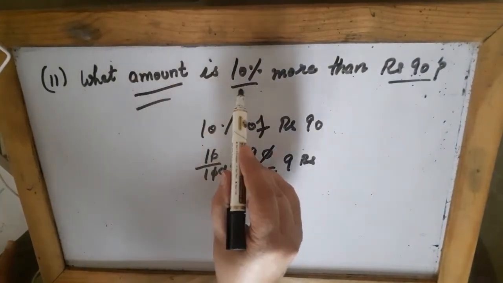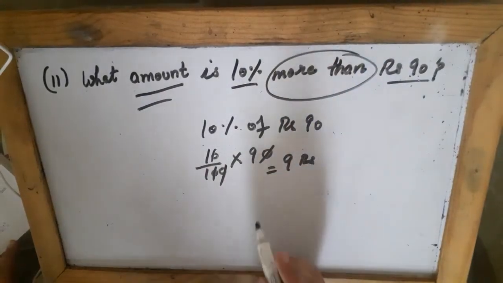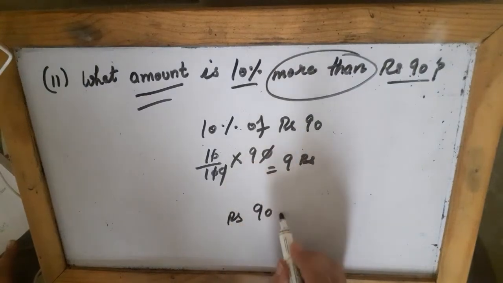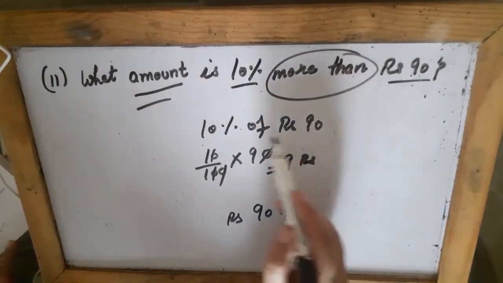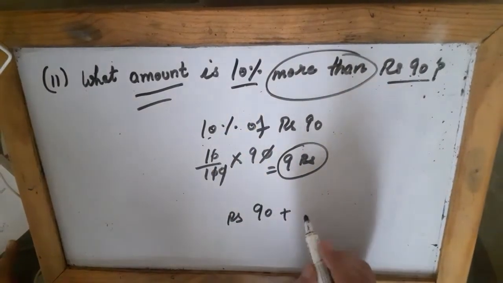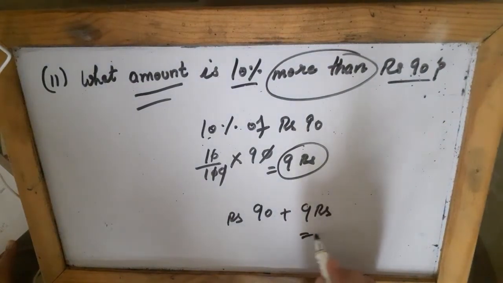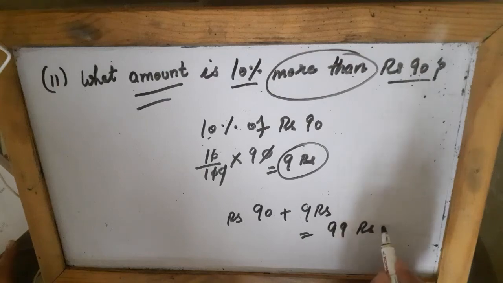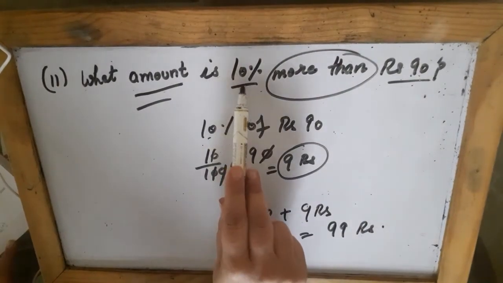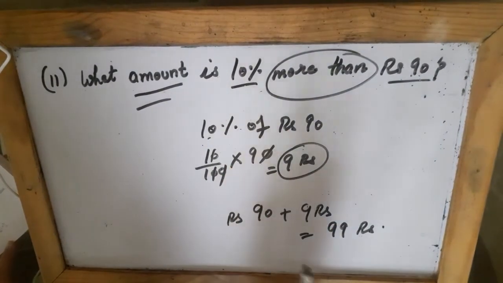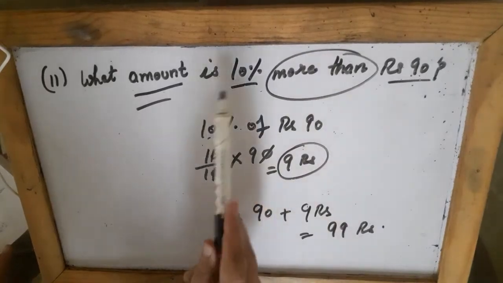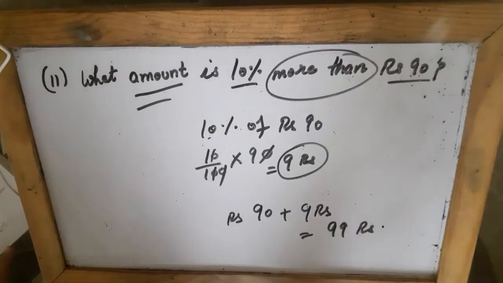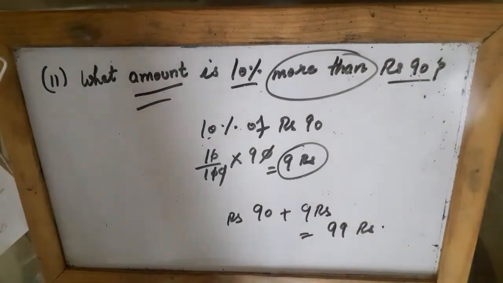So what amount is 10% more than 90? More than means if I add 10% more to the 90 rupees, and that 10% is equal to 9 rupees, what will be the final amount? It will be 99 rupees. So first of all, I'll find out how much is 10% of 90 rupees. It is 9 rupees, and more than means to the 90 rupees I will add 9 rupees and I will get the answer, that is 99 rupees.